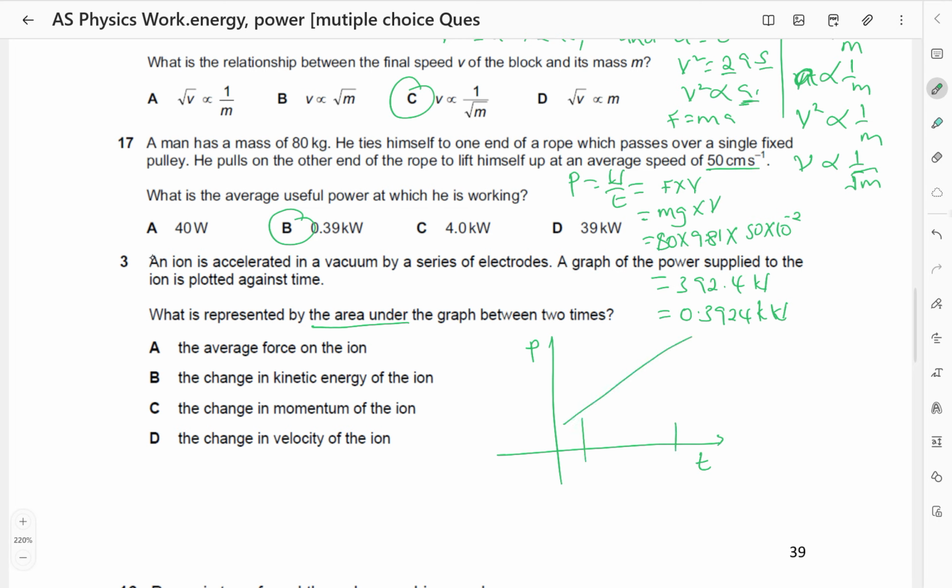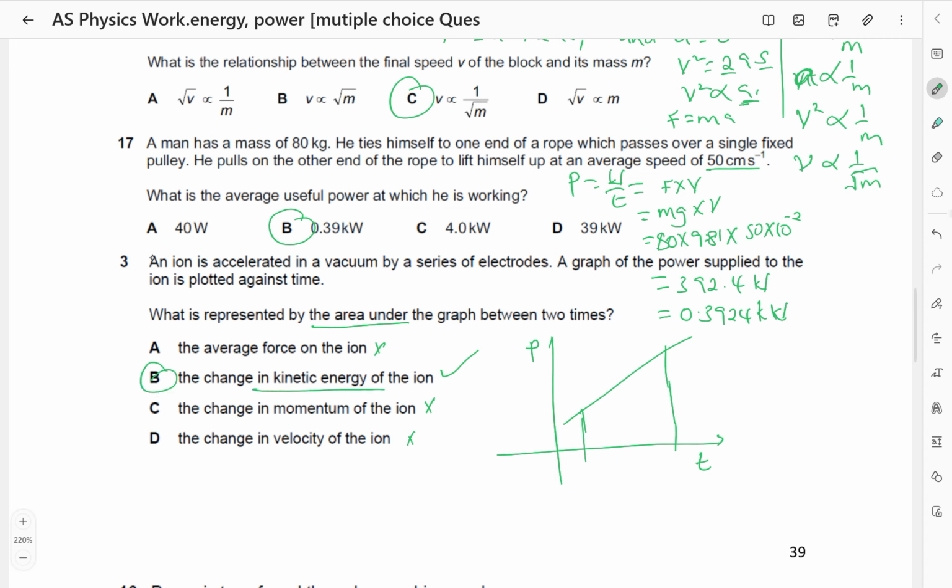The area under the graph between two values of t, since it will be multiplication of power times time, I think that is energy. So the average force on the iron, that is not true. The change in kinetic energy, most likely making sense. Momentum is not power times time. Change in velocity is not power times time. So it means our answer is going to be B.